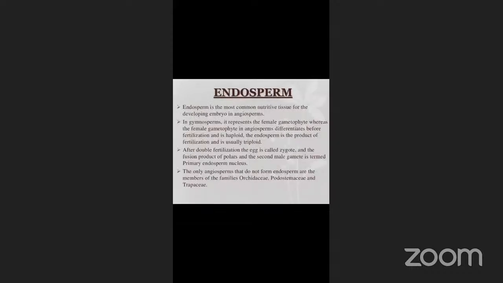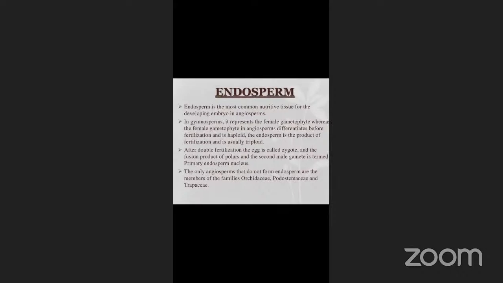Endosperm is a nutritive tissue, useful for the developing embryo. It is in the triploid condition, as we already discussed 2-3 times. Triploid condition means the pollen tube has two male gametes.